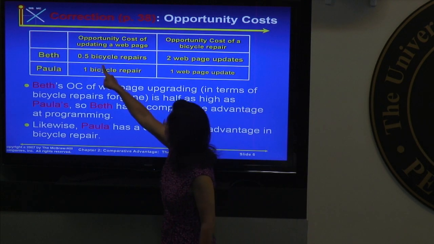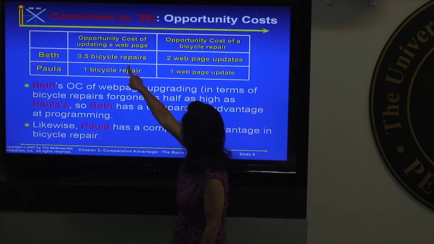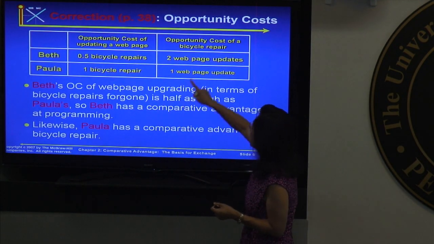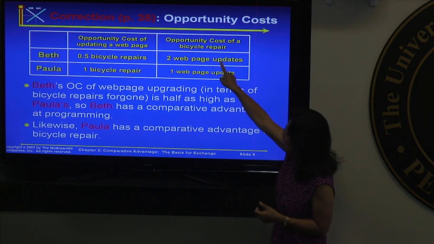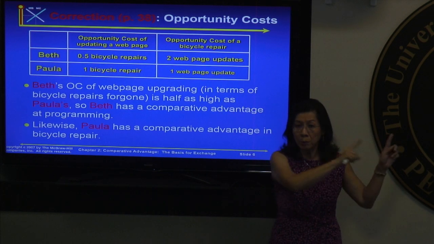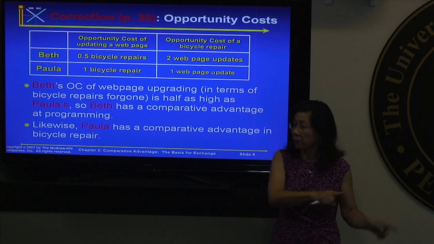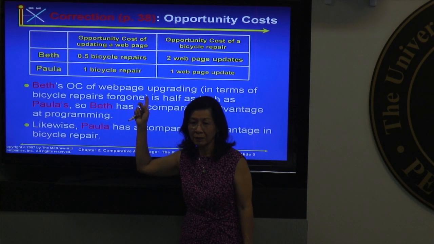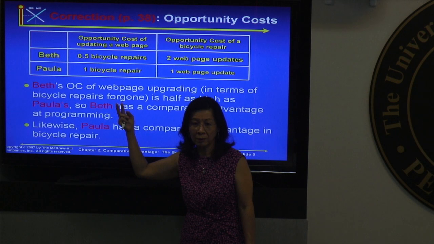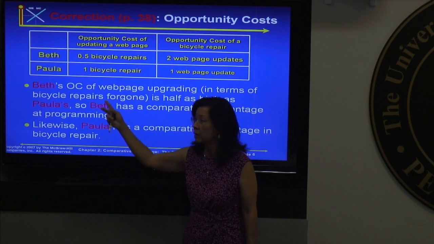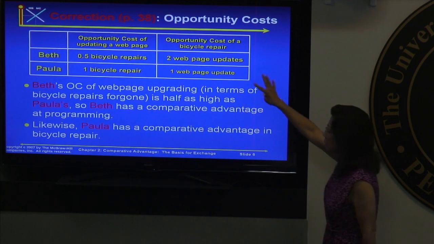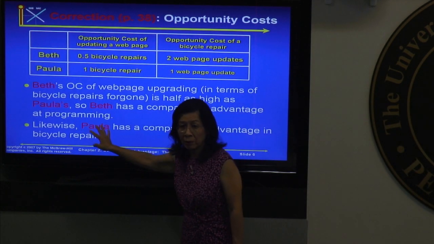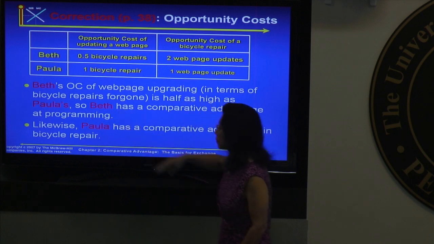Now, the number you see here is a number I calculated there. For Beth it is 0.5 or 1/2 of bicycle repair for her opportunity cost of upgrading web page. However, her opportunity cost of bicycle repair should be 2 web page upgrading. So this 2 we calculated. This one we don't have to calculate because it's straightforward. 30 minutes divided by 30 is 1 in each case. So with this information, let's read this very carefully. See all the reds are corrections over the book.